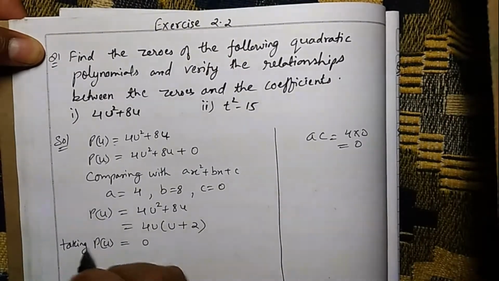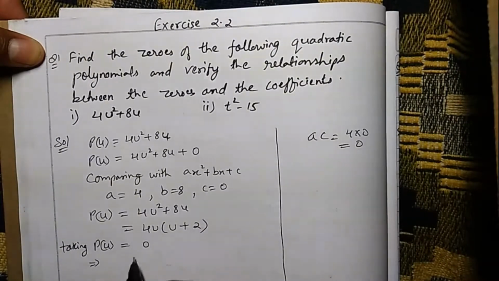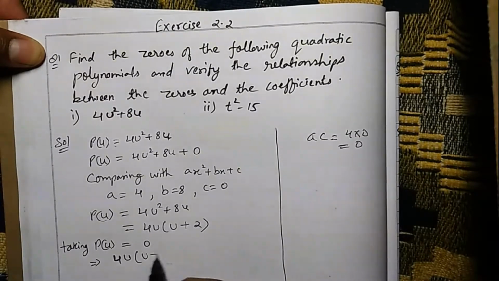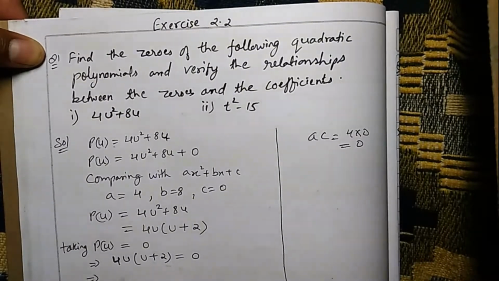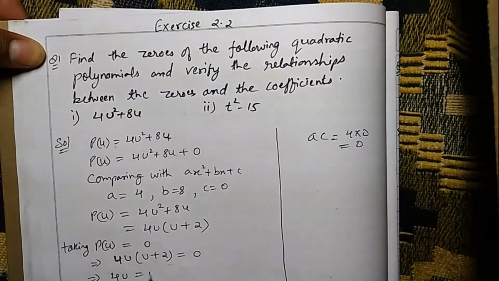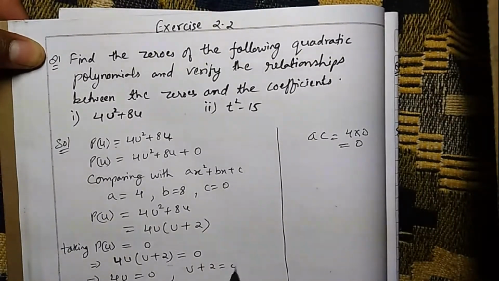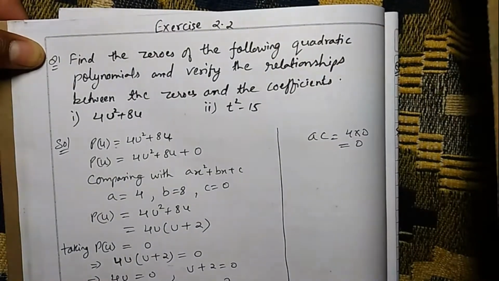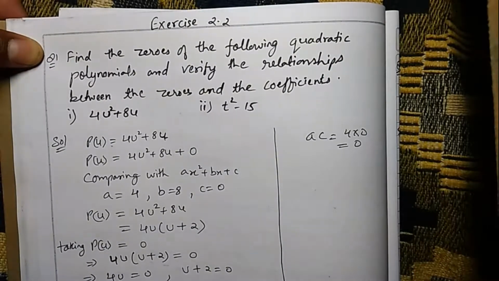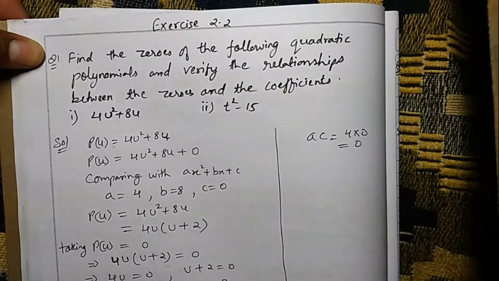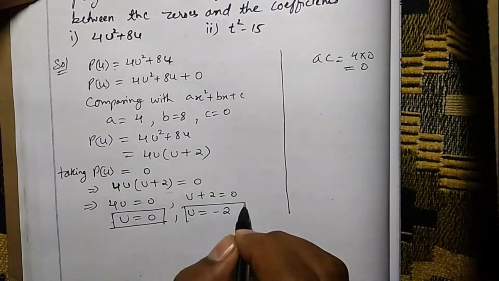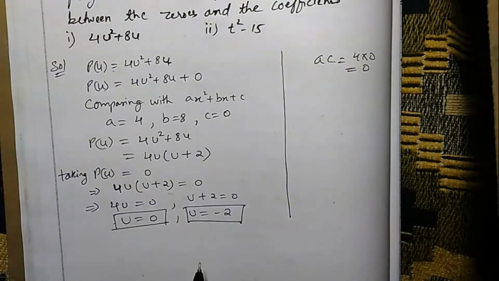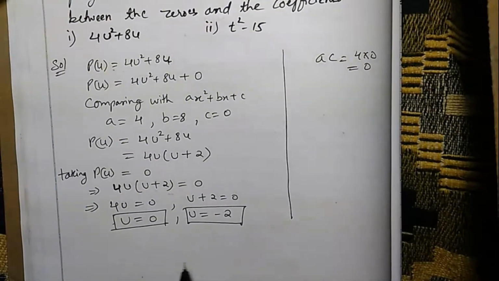So taking p(u) equal to 0, you will get 4u into u plus 2 equal to 0. This means both the factors will be 0, so u equal to 0, and the second zero is u equal to minus 2. So you have got the two zeros as u equal to 0 and u equal to -2. Our next step will be to verify the relationship between zeros and coefficients.